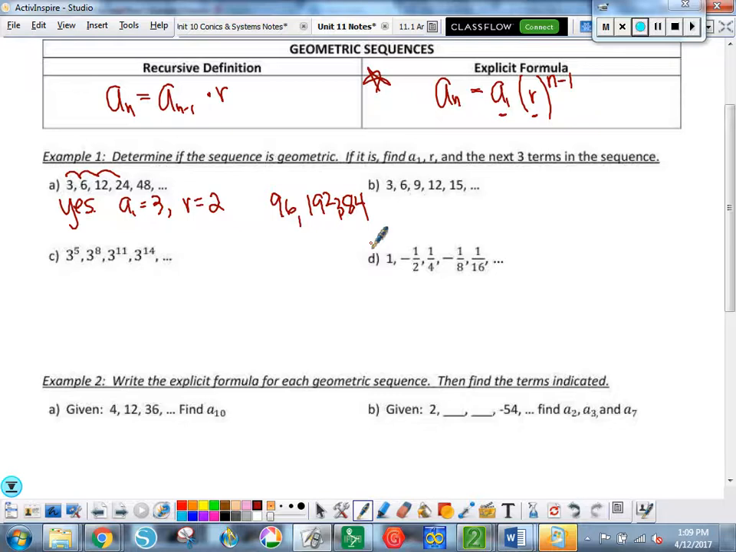Okay, look at the next one. Is it geometric? Times by 2, times by 2. No, so you're done. This is not geometric. What's it called? Arithmetic. Why is it arithmetic?